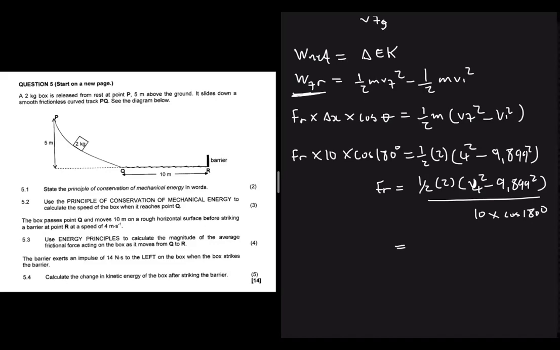Let me just put that into the calculator real quick. We have 4 squared minus 9,899 squared divided by 10 multiplied by minus 1. So Fr in this case will be 8,2 newtons.